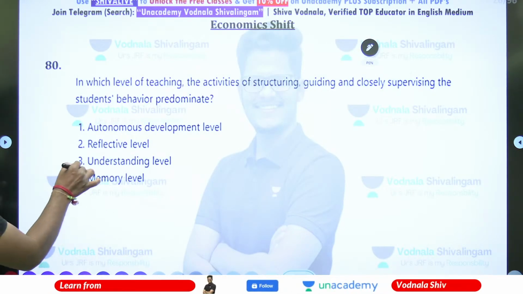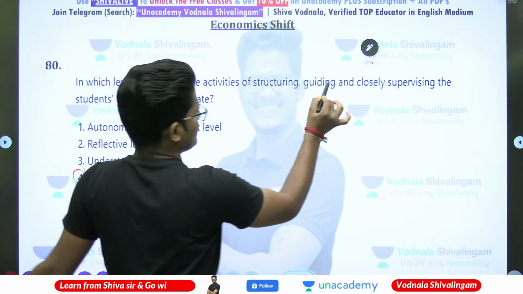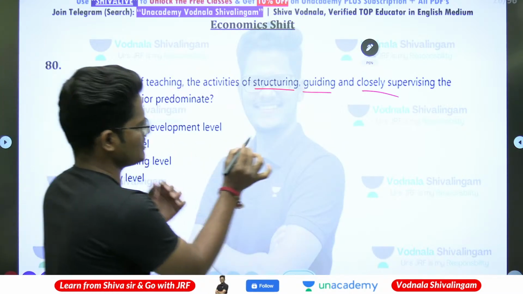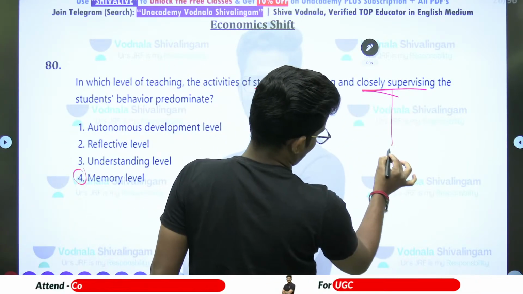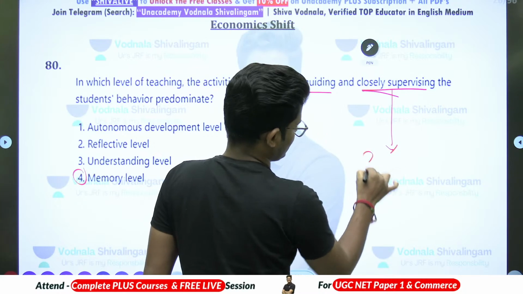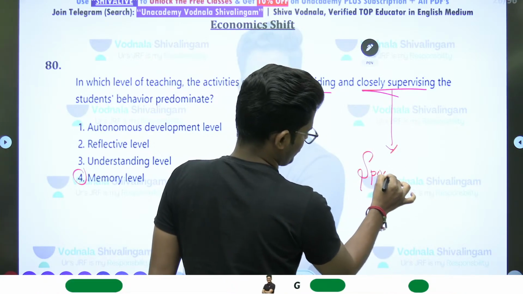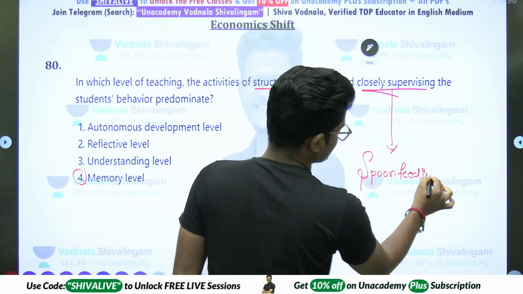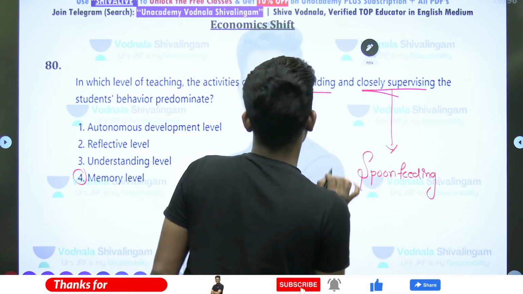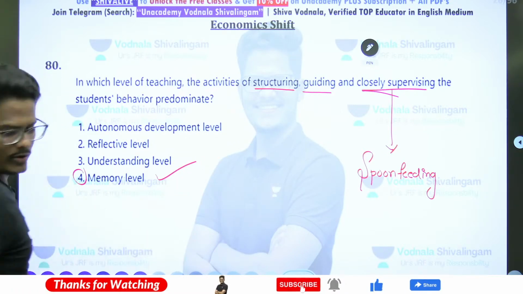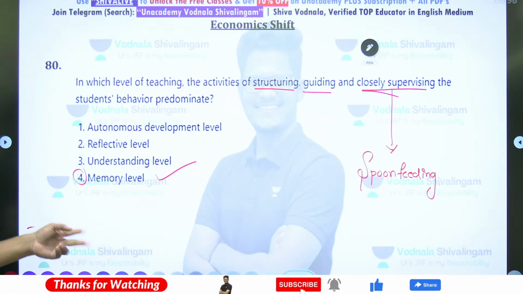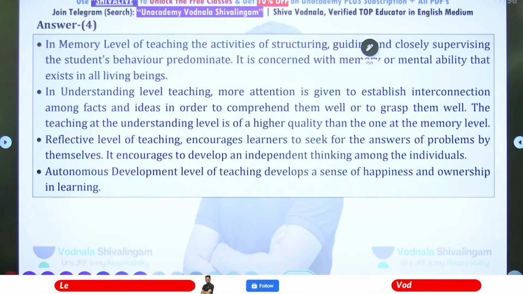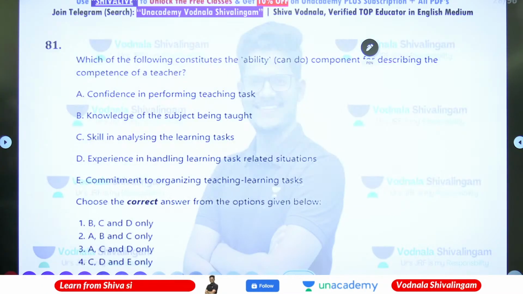Option 4 is the correct answer, because of the level of teaching: structuring, guiding, closely supervising students' behavior. Closely supervising is nothing but telling each and everything, like a spoon feeding type, telling each and every small step also. That is what closely supervising is, which will be there in the memory level of teaching. Right. Next. Close supervision is a keyword.